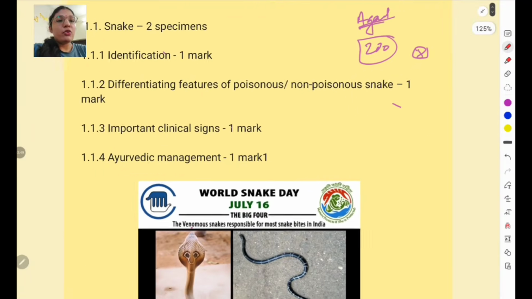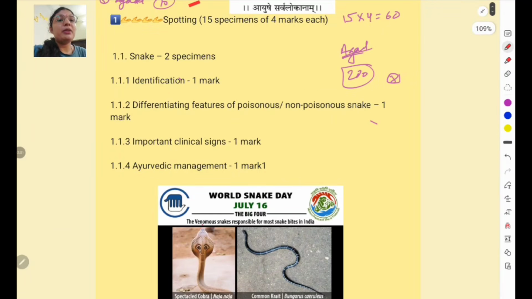The first spotting portion is the snake. There will be 2 specimens, with 1 mark for their identification, 1 mark for their poisonous or non-poisonous nature, 1 mark for their clinical signs, and 1 mark for their Ayurvedic management. So 1 plus 1 plus 1 plus 1, 4 marks will be there for this snake.